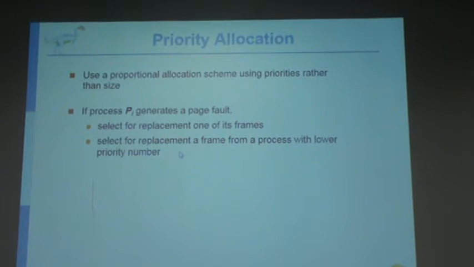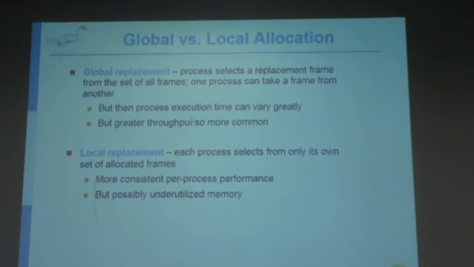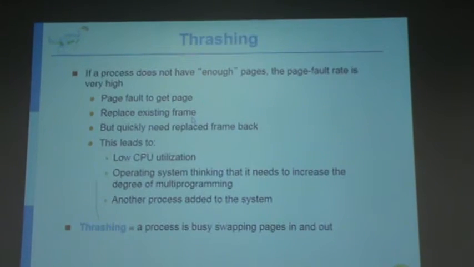Also, we can provide a priority for the pages, so some of the important pages can be kept in memory for speed. Global and local allocation: global means memory is shared by several processes, and local allocation is only for that process's memory.